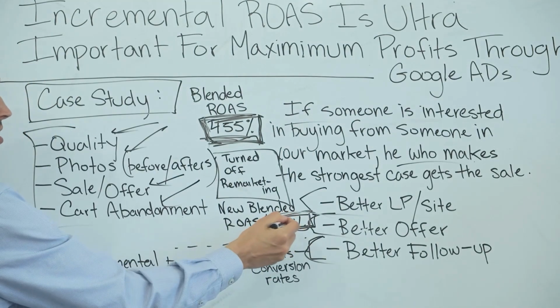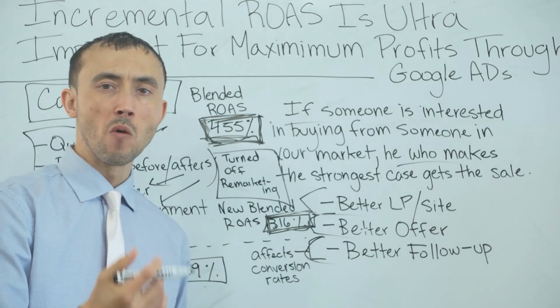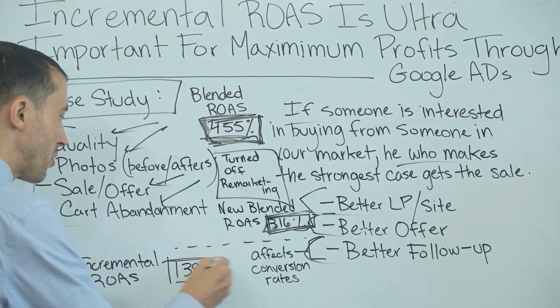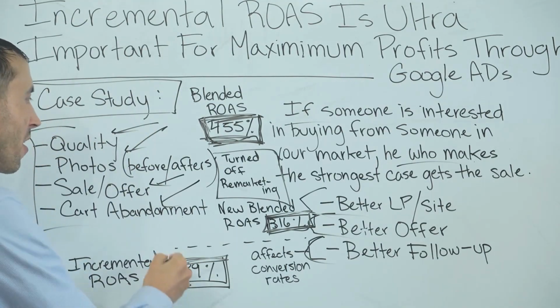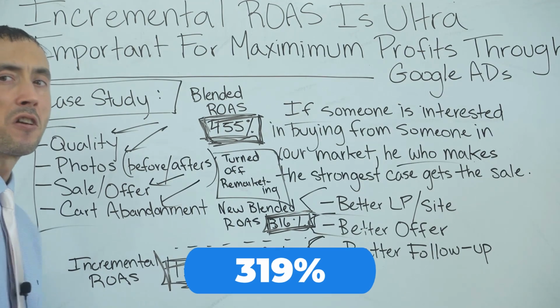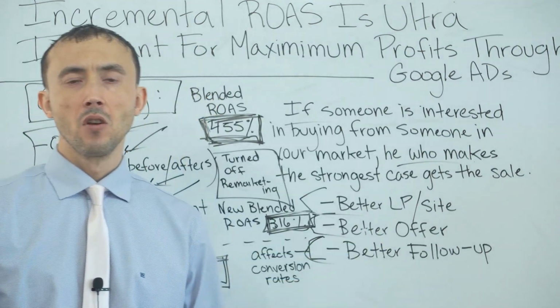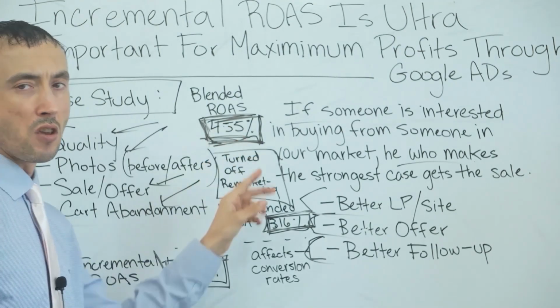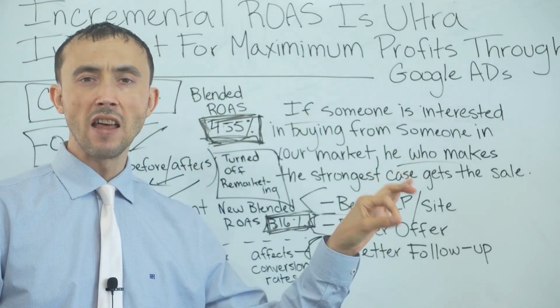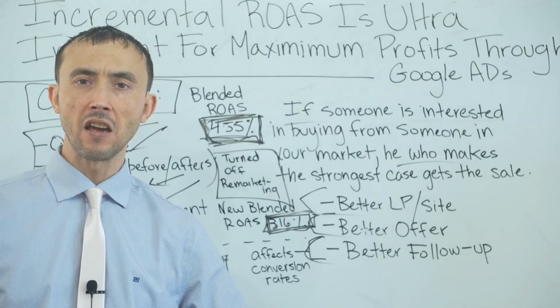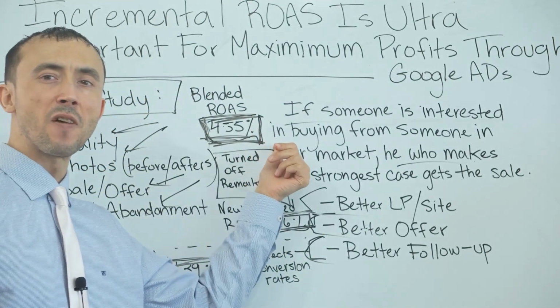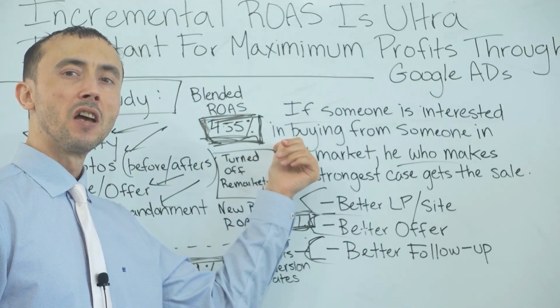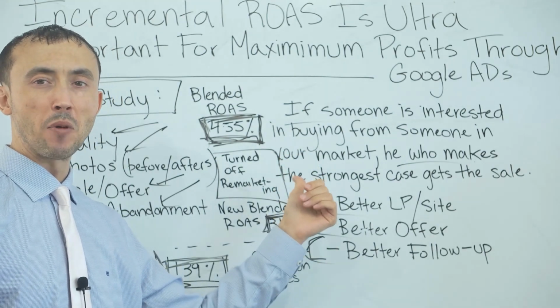In this situation, we obviously knew to turn the remarketing back on, but the incremental ROAS that the remarketing provides is 139%, okay? So the remarketing provides part of your ROAS that you wouldn't necessarily know you got unless you shut off the remarketing completely and see how much that affects your ROAS. And that's very typical of what's going to happen when you do that.